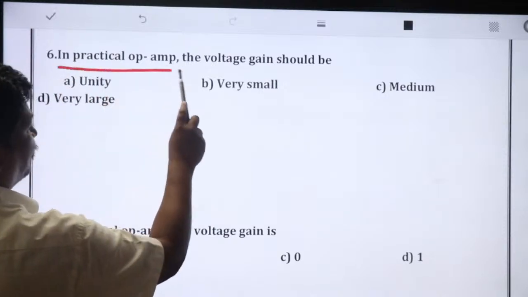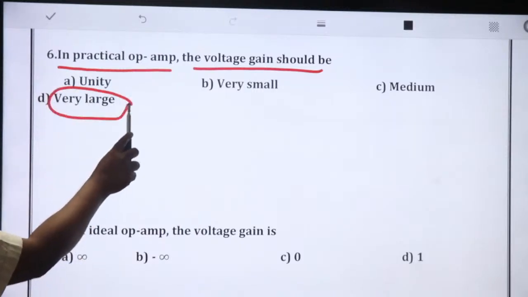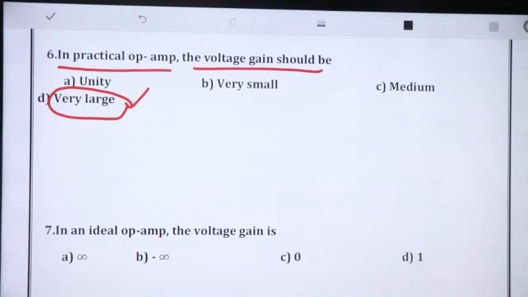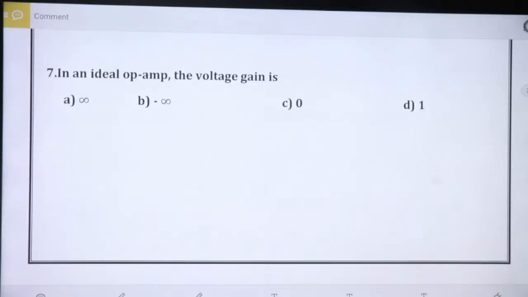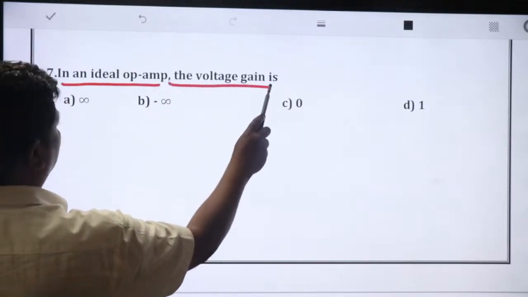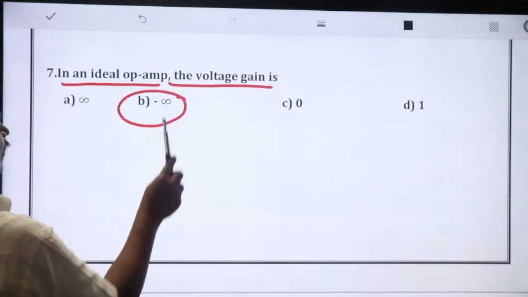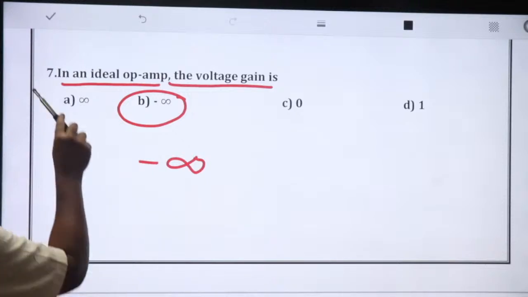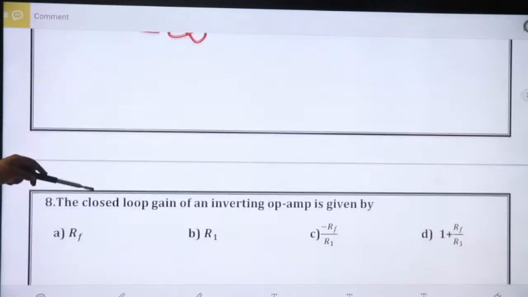Next. In a practical operational amplifier, the voltage gain should be very large. For an ideal operational amplifier, the voltage gain for an inverting amplifier is minus infinity. Very simple questions.